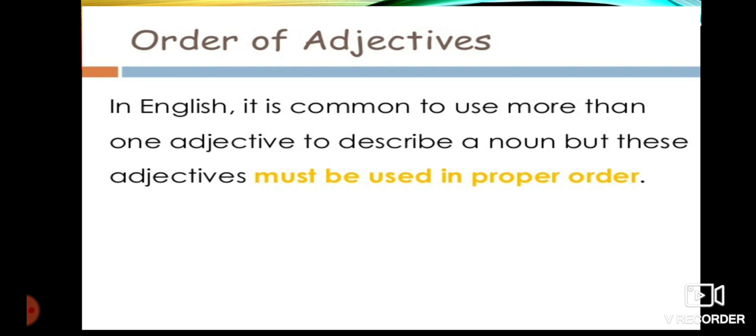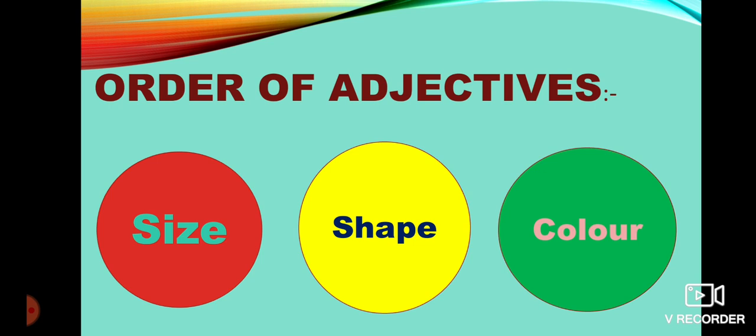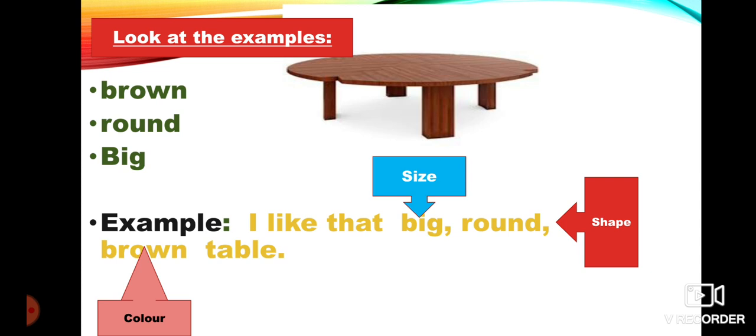So what should be the proper order of adjectives? The general order in which adjectives come before a noun is size, shape and color. That means first we will mention size, after that shape and lastly color. Now look at the example. It will help you to clear your concept.